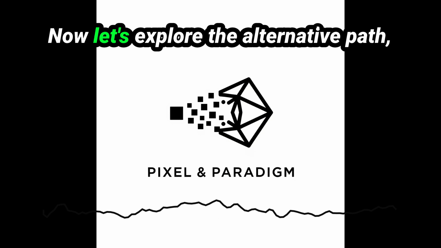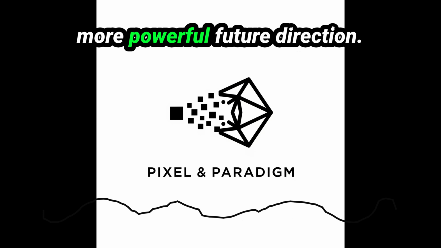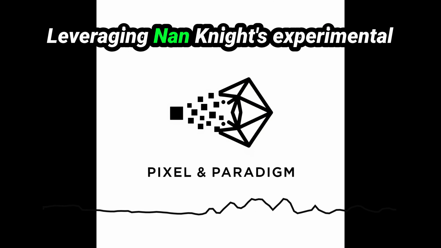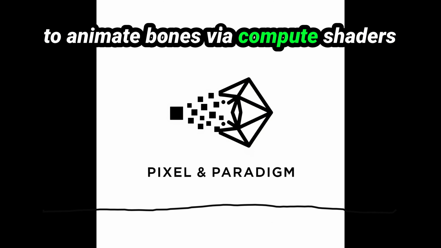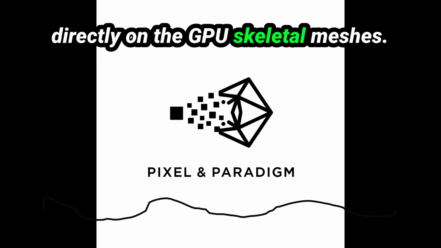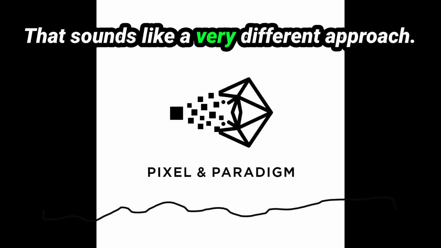Now, let's explore the alternative path. The more experimental, but potentially more powerful future direction, leveraging nanite's experimental skeletal mesh support with the potential to animate bones via compute shaders directly on the GPU. Skeletal meshes for plants. Yep. Like rigging trees with bones. That sounds like a very different approach indeed.